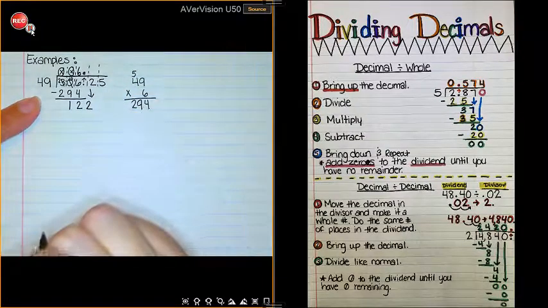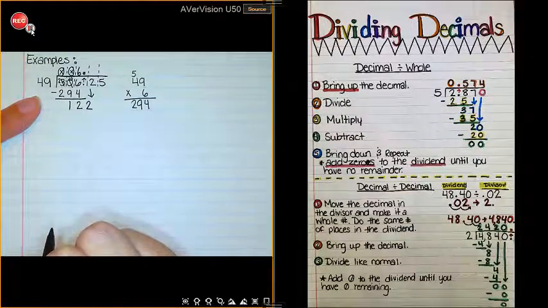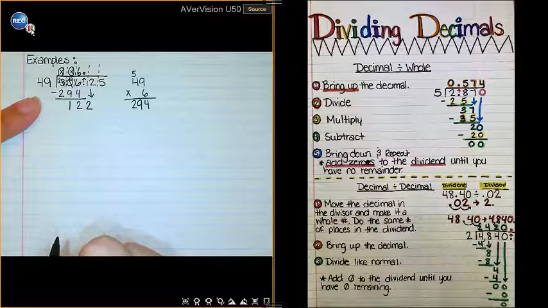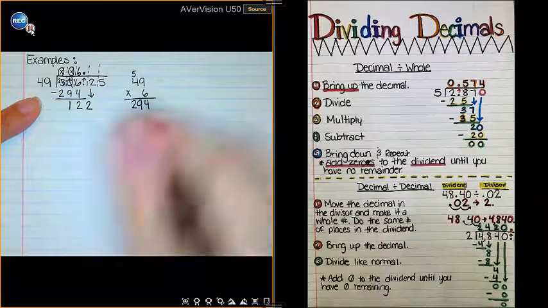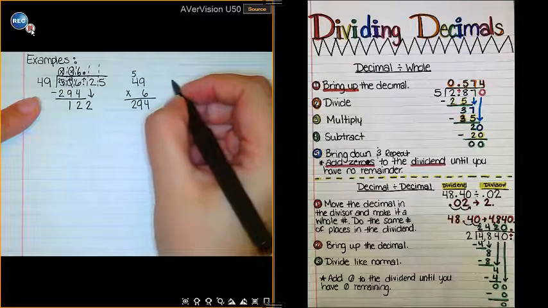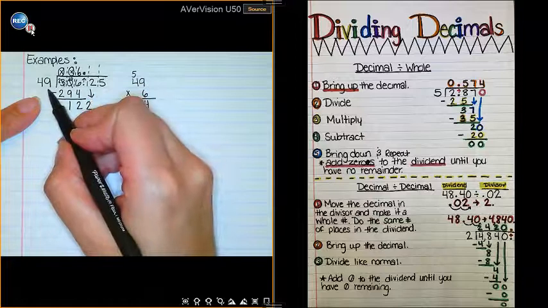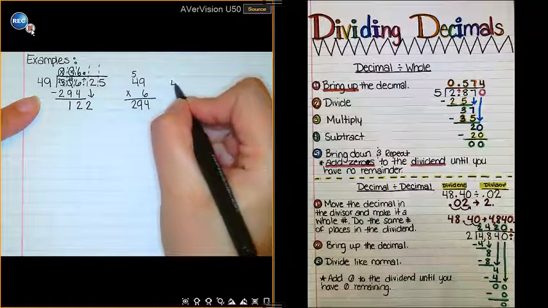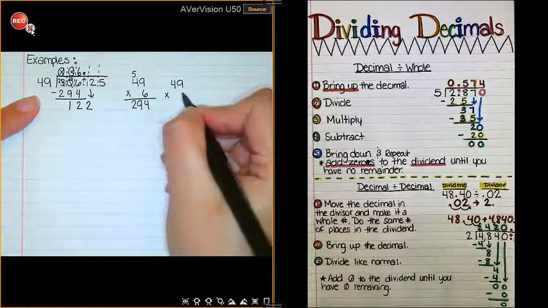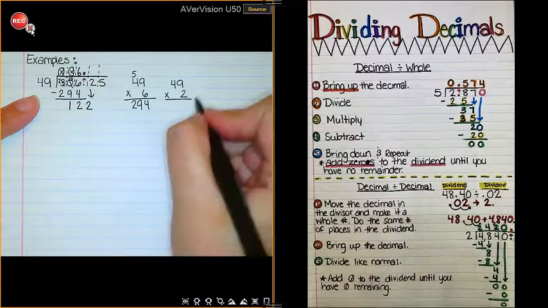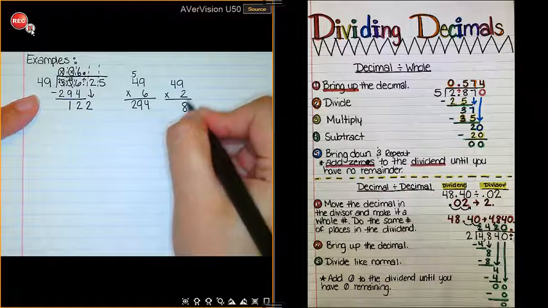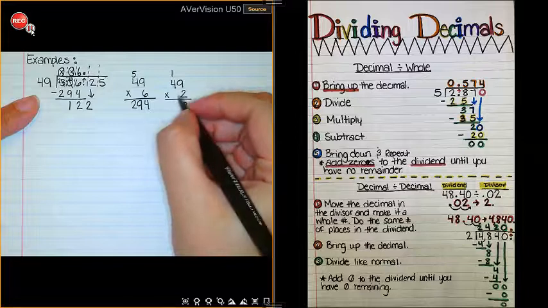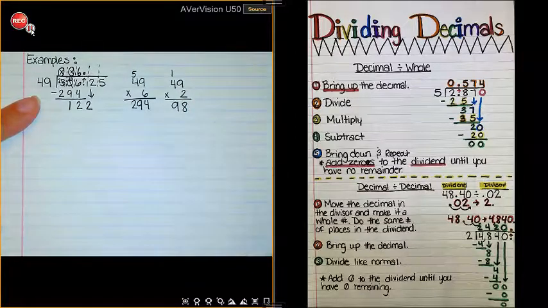So now, how many times does 49 go into 122? Well, I'm going to say that we can go to a lower number because this is really close to 50. And we know that 50 times 2 equals 100. So let's try out 2. So 49 times 2. All right, 2 times 9 is 18. 2 times 4 is 8. Plus 1 is 9. So that's pretty close.